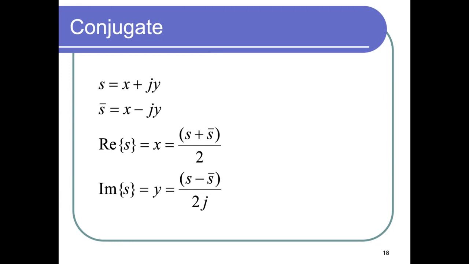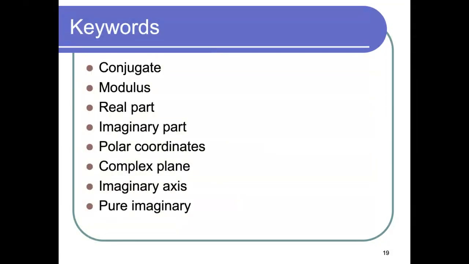Also, you can imagine, because the real parts are identical, then s plus s bar over 2 is simply x, and the difference between the two over 2j is y. I mean, these are simple properties that you all know of. So again, this is just a refresher. So we will now move to the main concept.